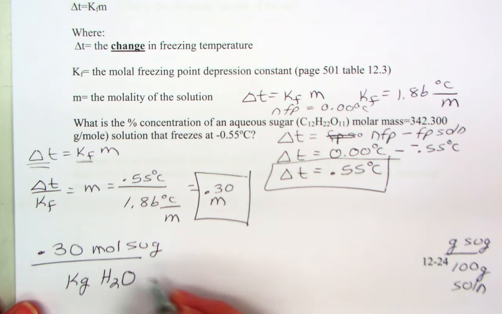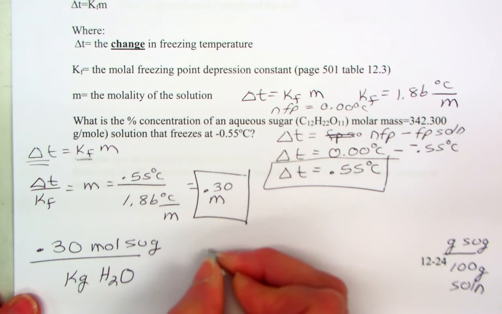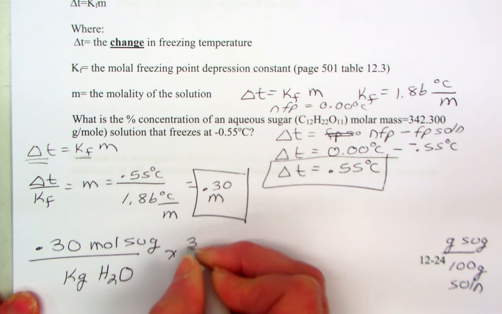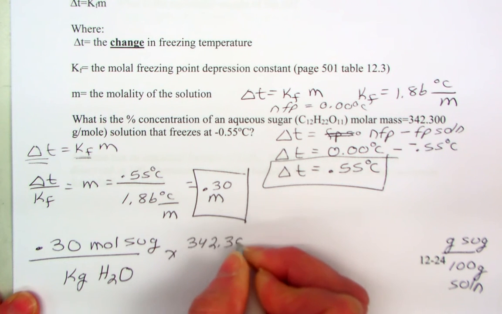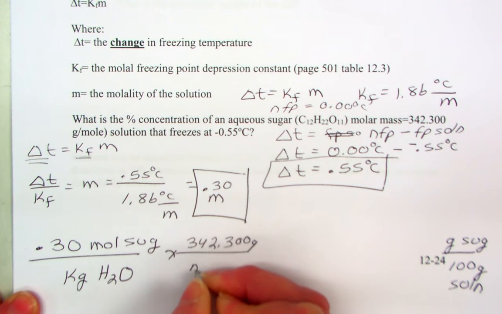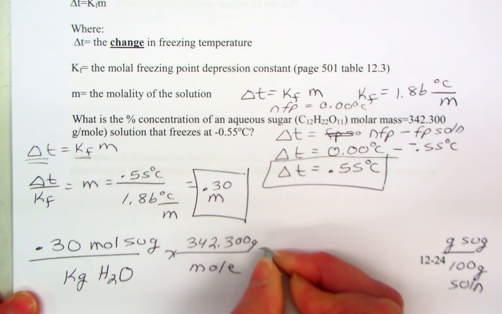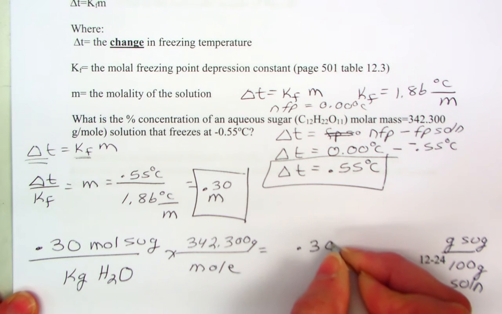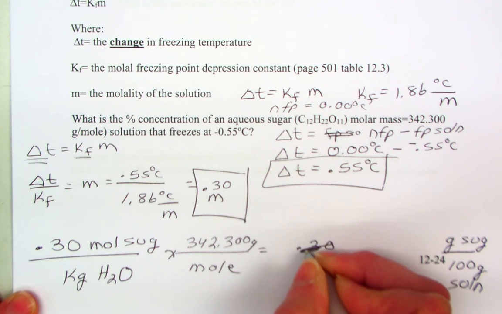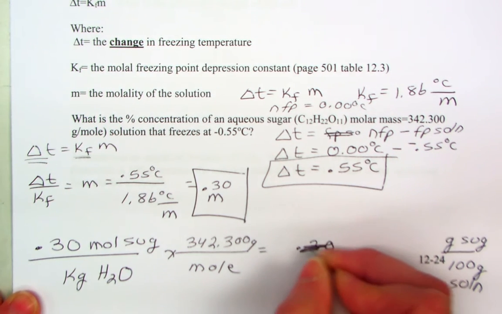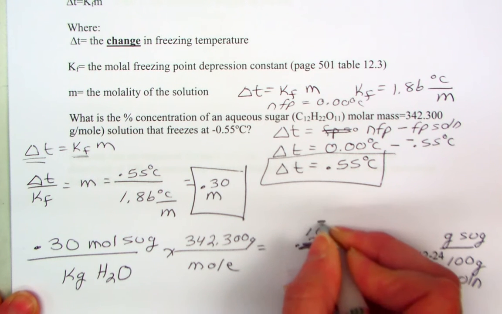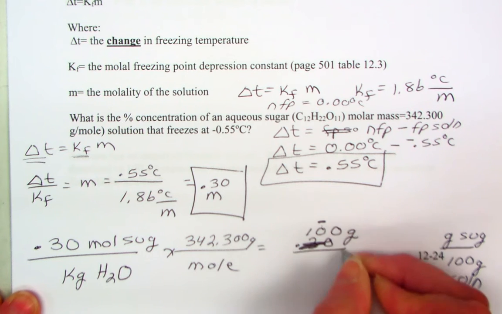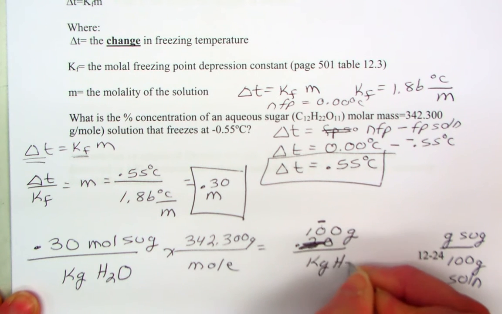So if I have 0.3 moles of sugar, that is equal to 342.3 grams per mole. So that means that I have 100 grams of sugar with 2 sig figs. That zero is significant. The second one is not. 100 grams of sugar per kilogram of water.